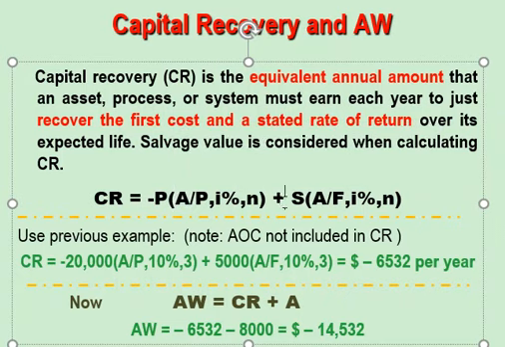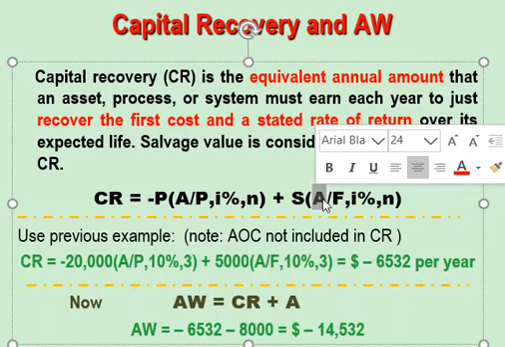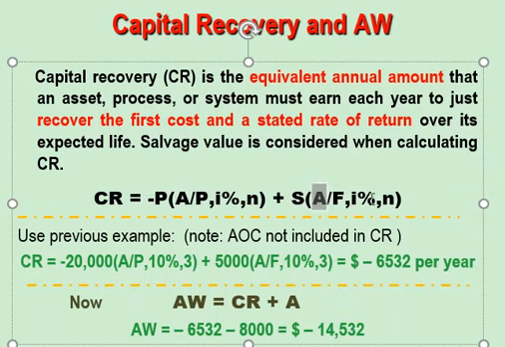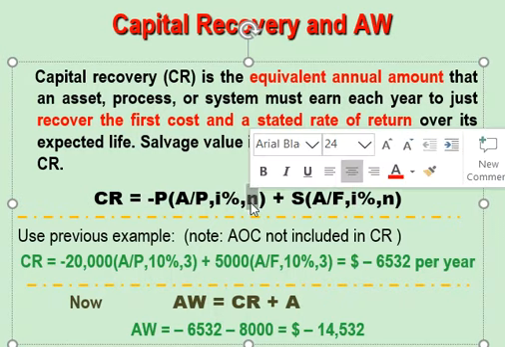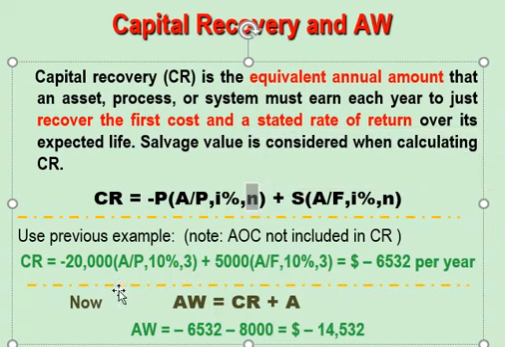Then, is there any salvage value? If there is, you also have to transfer it from the future to A, because salvage is in the future. And guess what? It should be the same interest rate and same number of years, at least in our chapter. And that's what happened here. We have $20,000. Voila, as simple as that.